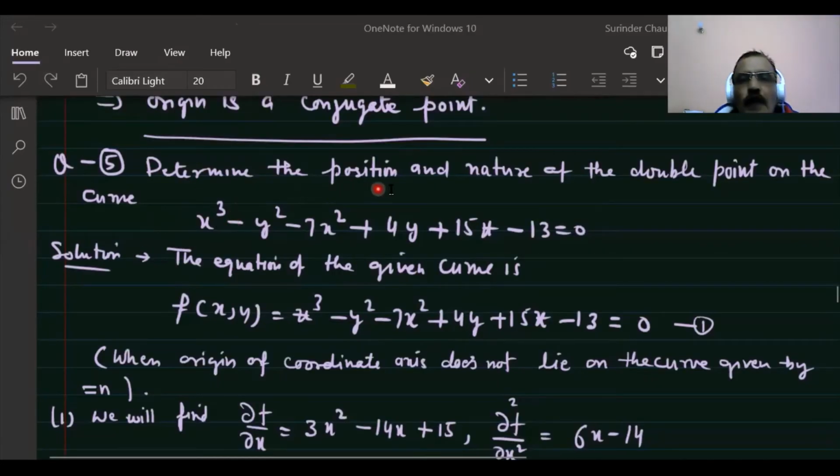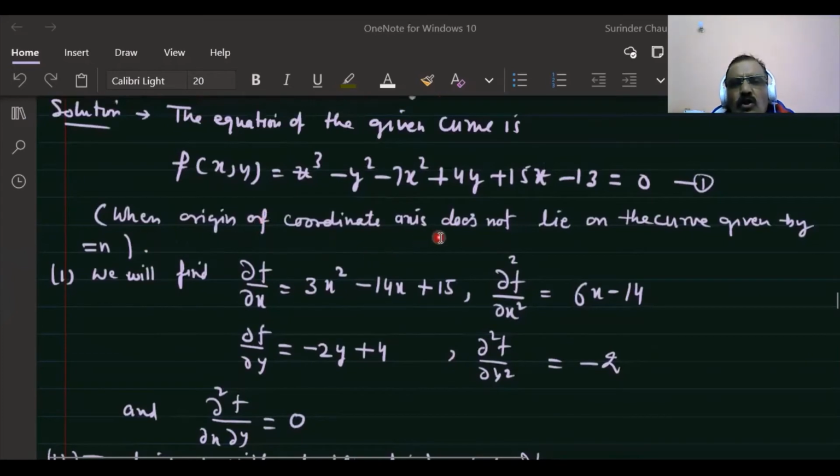Now let us solve another problem on the nature of a double point. Determine the position and nature of the double point on the curve x cube minus y square minus 7x square plus 4y plus 15x minus 13 equal to 0. The equation of the given curve is f(x,y) equal to x cube minus y square minus 7x square plus 4y plus 15x minus 13 equal to 0.